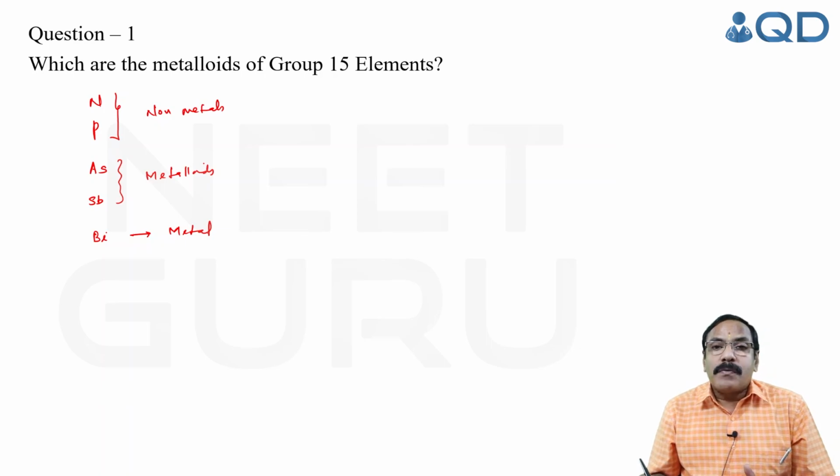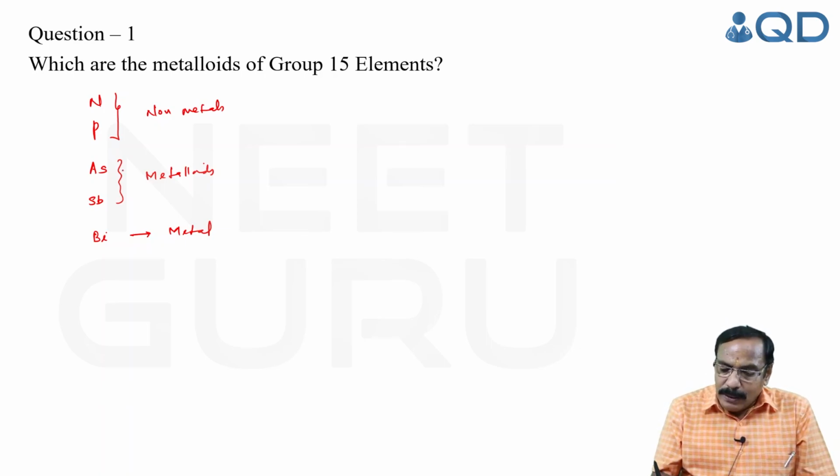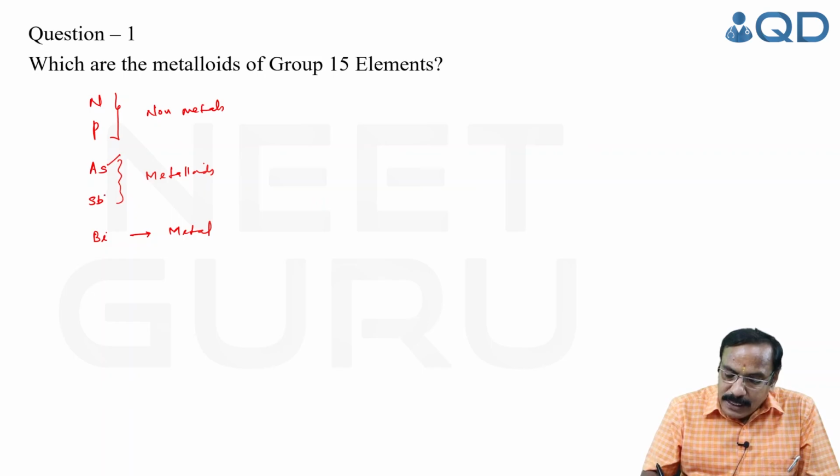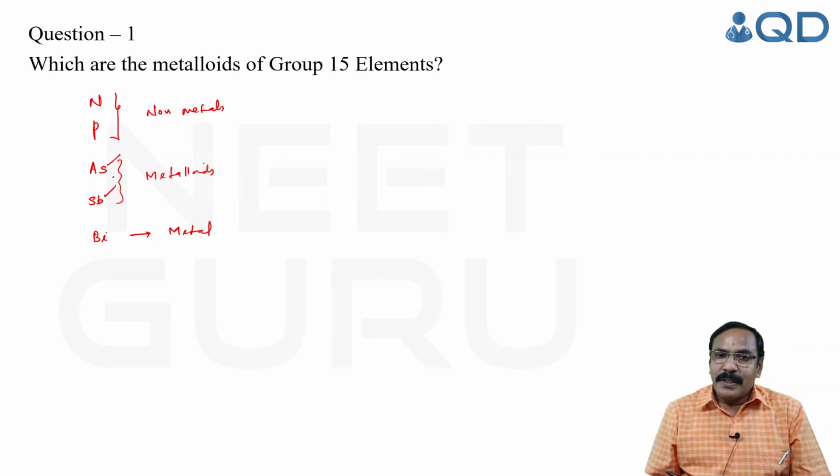And as I told you, moscovium is radioactive. So the metalloid elements are arsenic and antimony. Okay, clear?